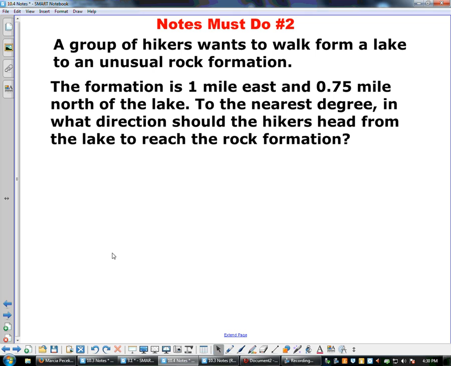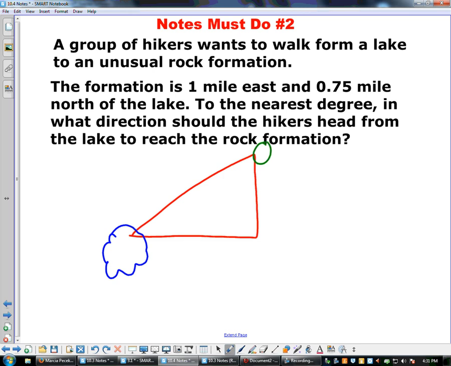So maybe just to help you out here a little bit, if I think about my right triangle, in this case we know we're going from a lake, here's my lake, kind of looks like a cloud, up to a rock formation. I don't know how to draw a rock. There's my rock. All right, and we're going 1 mile east, so going this way east is 1 mile. And then we know that they are going to go north 0.75 miles. Your goal is to figure out what direction they should head from the lake to reach the rock formation. So what would my angle right here be?